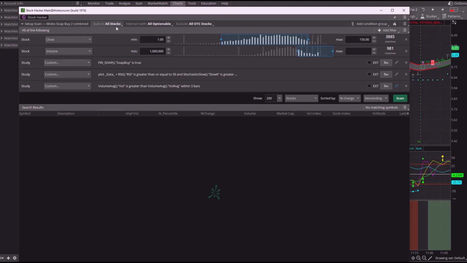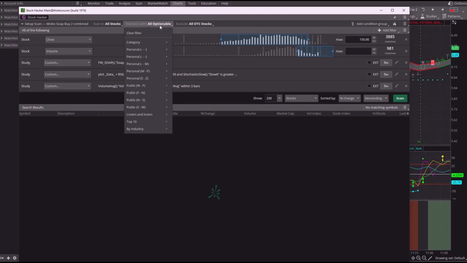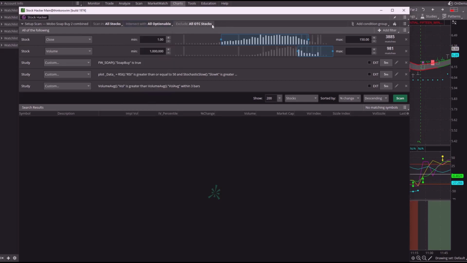Finally, you want to scan in all stocks. Intersect with, we don't want to have a whole bunch of extra stuff. We're just going to scan intersect within optionable. And we're just going to exclude all OTC stocks. We're going to make the scan a little bit faster and a little bit easier. So once you have all that together, you can hit scan.